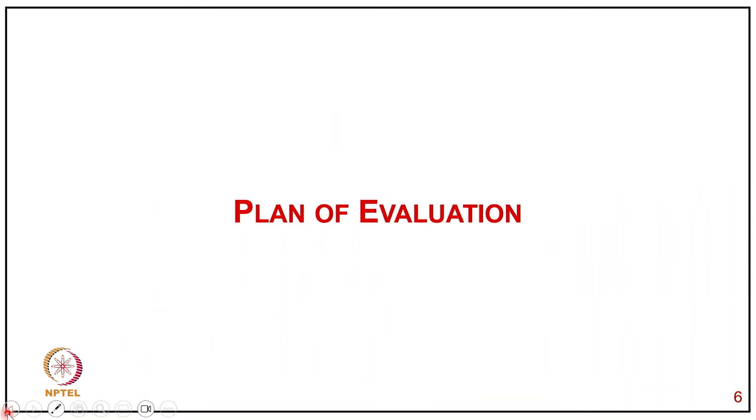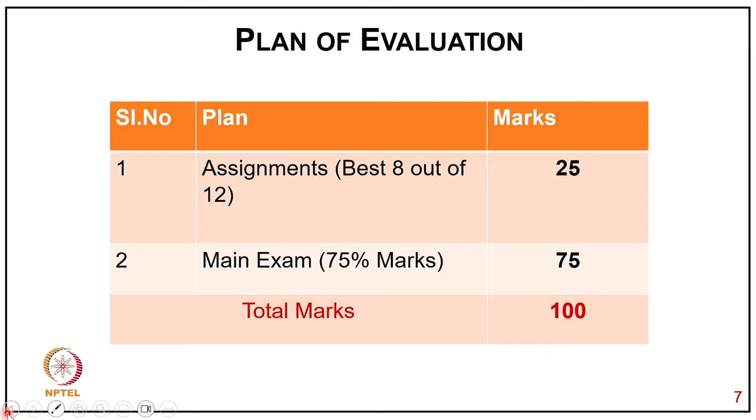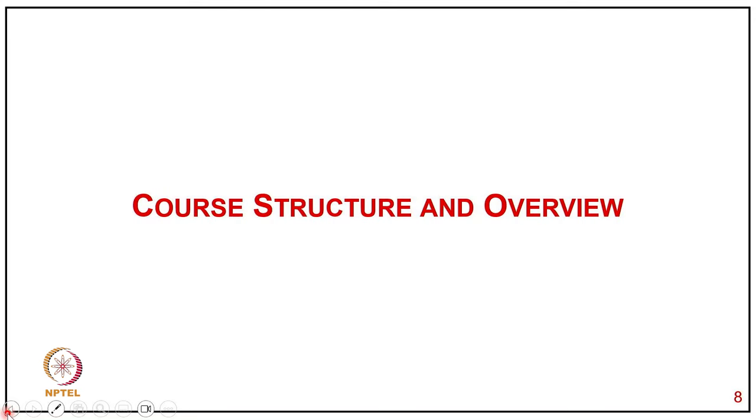Coming to the plan of evaluation, we'll have two major components. First is the assignment, where we'll consider the best out of 12, which will be 25% of the course, and we'll have a main exam of 75 marks. The total marks for grading will be out of 100. Then coming to the course structure and overview.